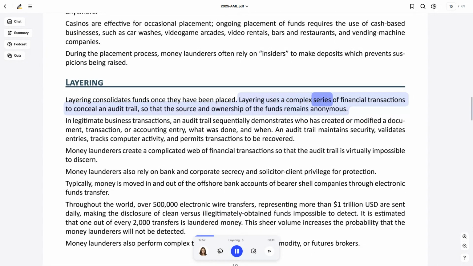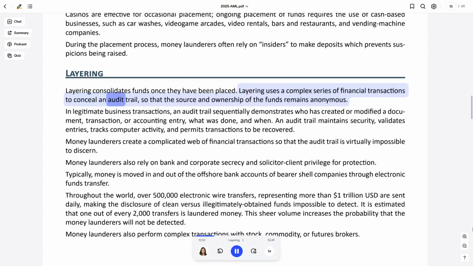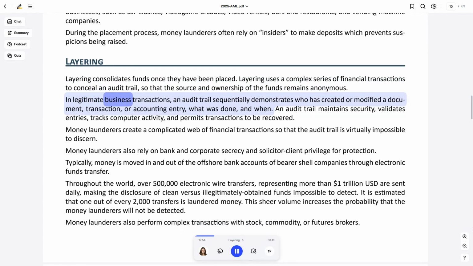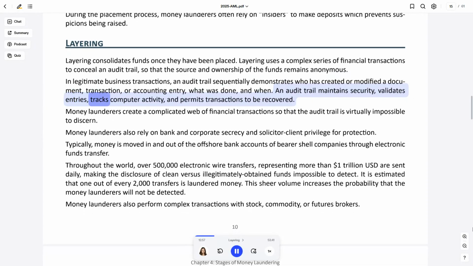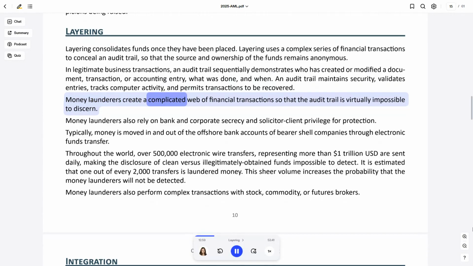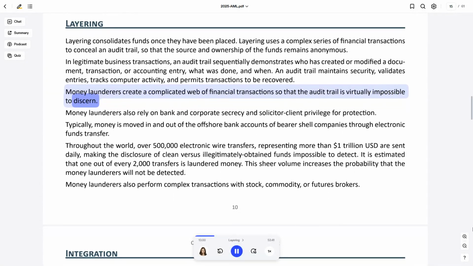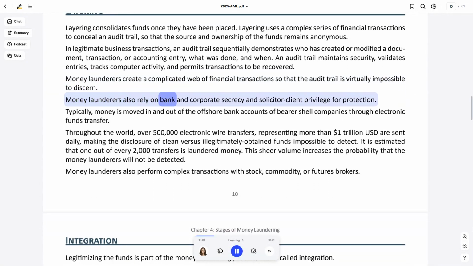Layering uses a complex series of financial transactions to conceal an audit trail, so that the source and ownership of the funds remains anonymous. In legitimate business transactions, an audit trail sequentially demonstrates who has created or modified a document, transaction, or accounting entry, what was done and when. An audit trail maintains security, validates entries, tracks computer activity, and permits transactions to be recovered. Money launderers create a complicated web of financial transactions so that the audit trail is virtually impossible to discern. Money launderers also rely on bank and corporate secrecy and solicitor-client privilege for protection.